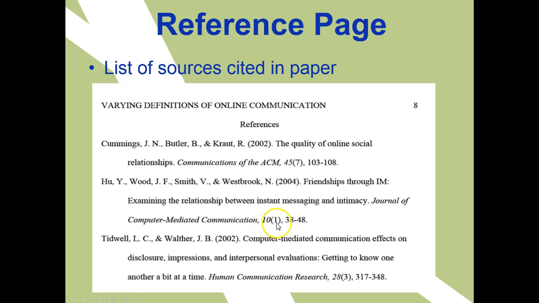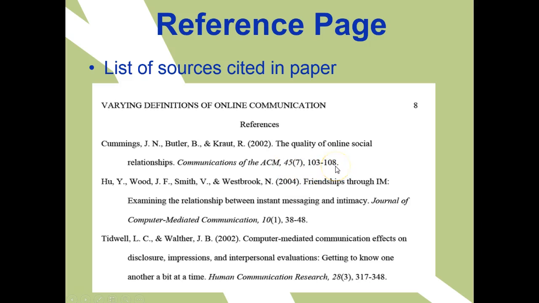Now, some journal articles have this 7 right here, or this 1, or this 3. It would be not the volume number, but the issue number. Some journals have that, and some journals don't. If it doesn't have that, you just follow by the volume number, say 45 right here, followed by a comma, and then you have the page numbers.